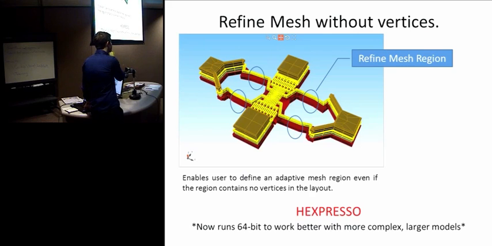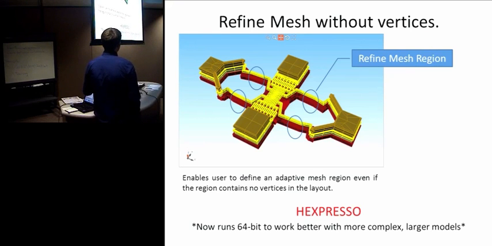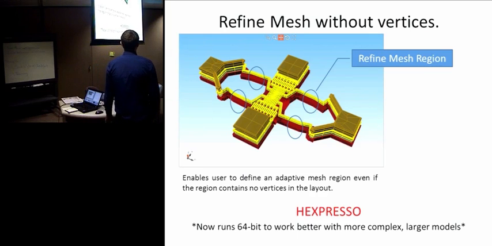Here's just a little more about the refined mesh. One of the biggest improvements, we created a 64-bit version. So most of our tools have a 32-bit or 64-bit version. Hexpresso was not one of them. So now we have the 64-bit one. We can handle larger and more complex models. We can refine areas a lot more, set multiple areas for refinement as well.